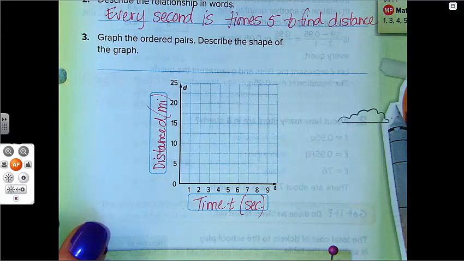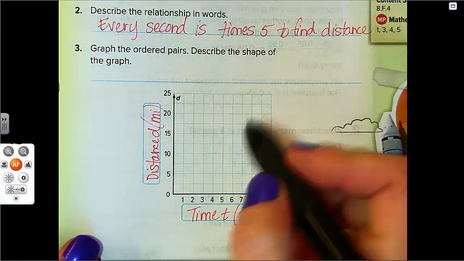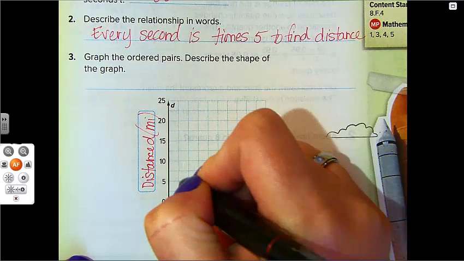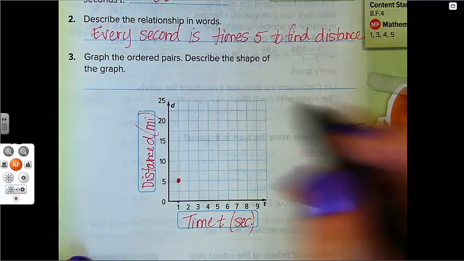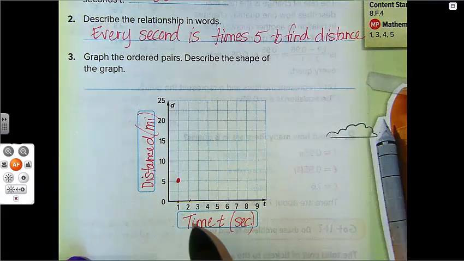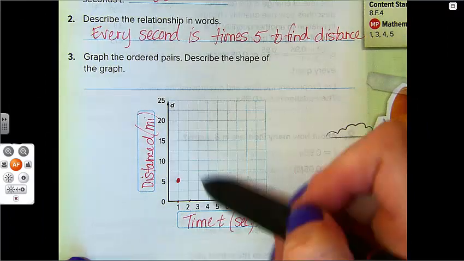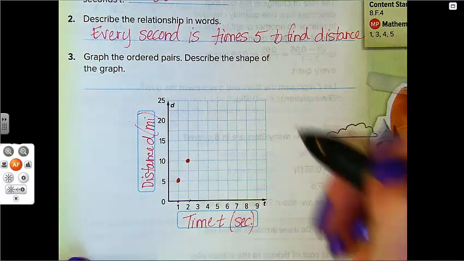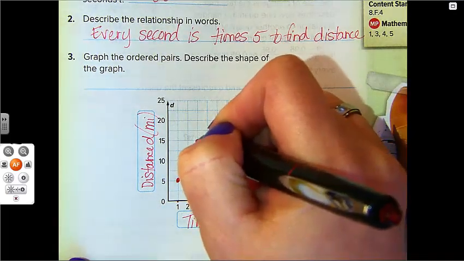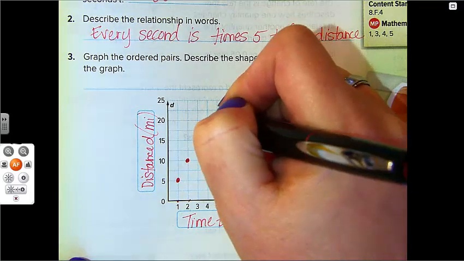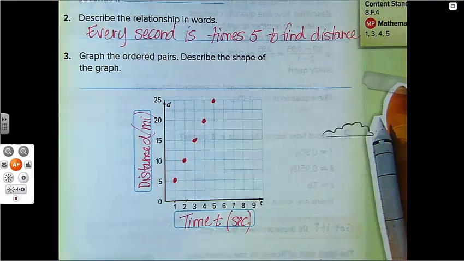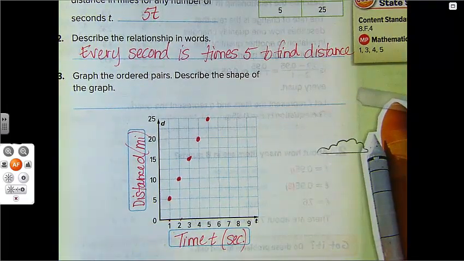So here's my two axes, and now I can graph them. Well, at 1 second, it went 5 miles. So my first one is at 1 second, it went 5 miles. At 2 seconds, down here at 2, it went 10 miles. So from 2, I go up to 10 and put a dot. 3, 15, 4 times 5 is 20, and 5 times 5 is 25. So there's my graph of that information.